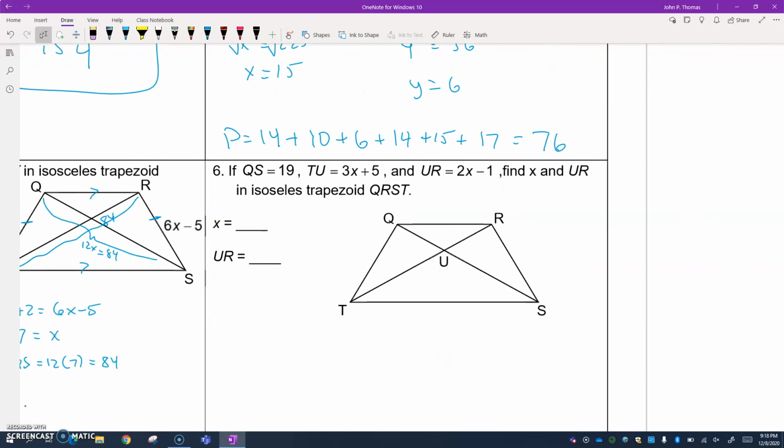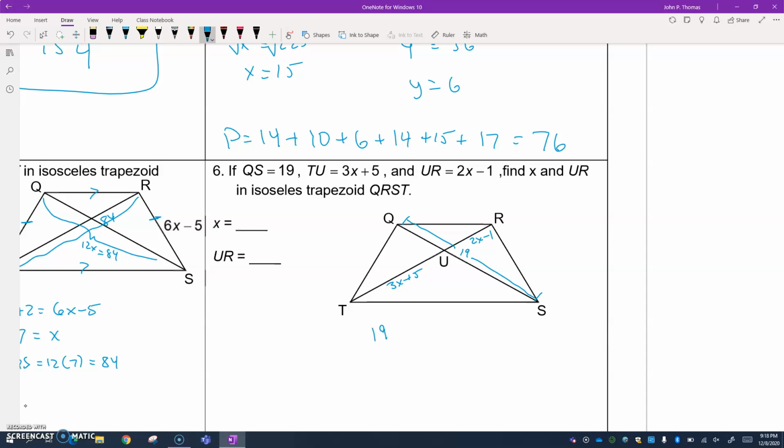All right, looking at the final one of these problems before we get to our coordinate problem. This one says if QS is 19, so it's 19 all the way along that diagonal. TU is 3x plus 5, and UR is 2x minus 1. Find x and UR in isosceles trapezoid QRST. We would have been stuck if they hadn't given us the word isosceles. But as soon as we hear isosceles trapezoid, we want to think diagonals are congruent.